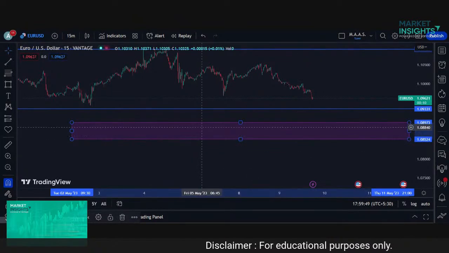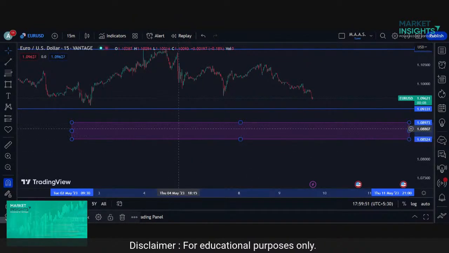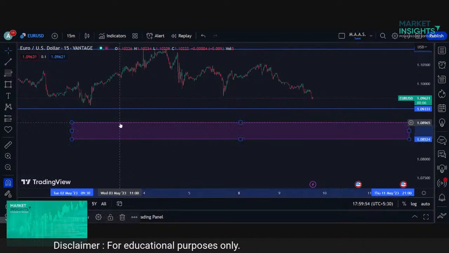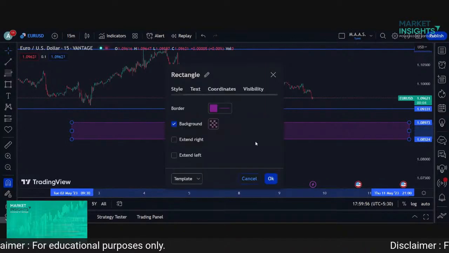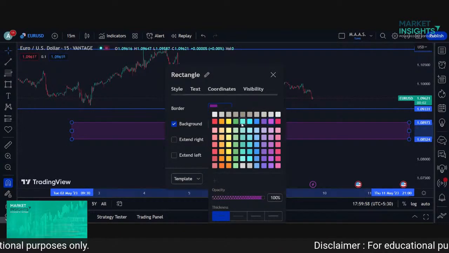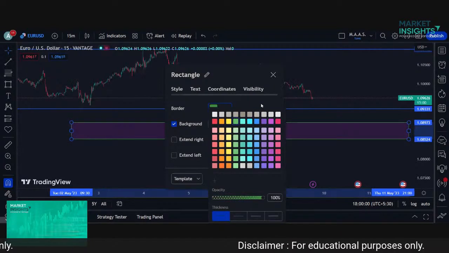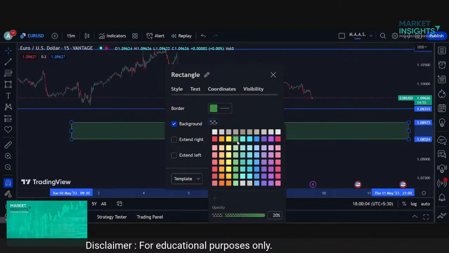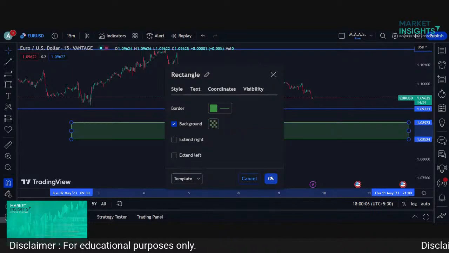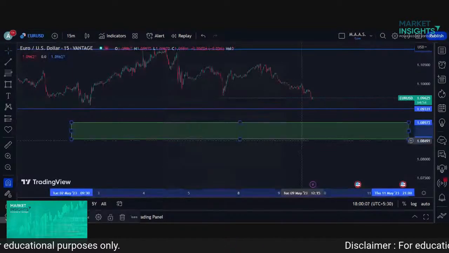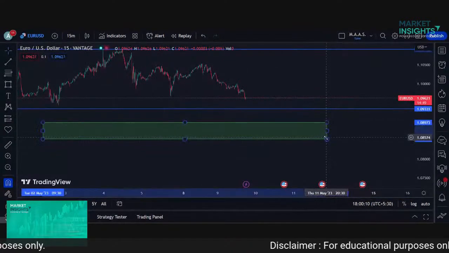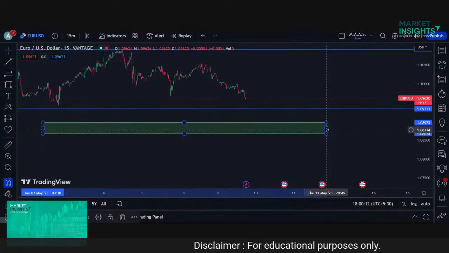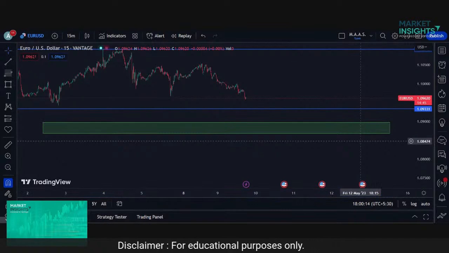Congratulations, I have drawn a zone very successfully. So, congratulations to me. And we will change the color of it a little bit, green. I don't like all these colors, but just for your visual appeal. So you can do this. Let's say I drew this zone.